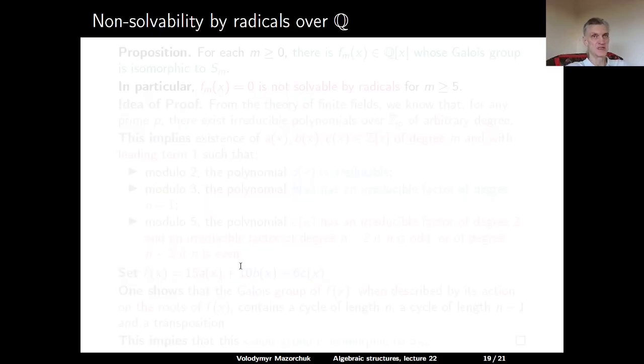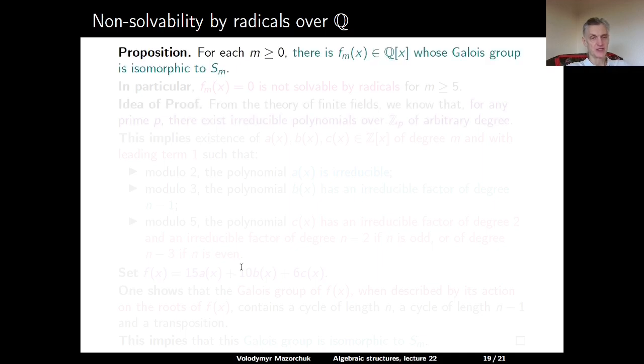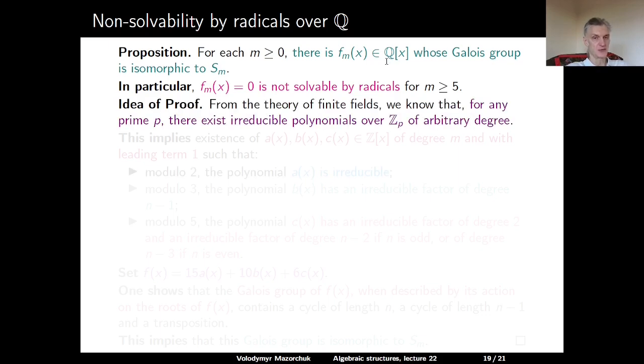One can even push this argument further and discuss non-solvability of equations over rational numbers. So proposition: for each m greater than or equal to 0, there is fm of x, a polynomial with rational coefficients, whose Galois group is isomorphic to Sm. So in particular, for m greater than or equal to 5, this polynomial fm of x is not solvable by radicals. So here is an idea of the proof.